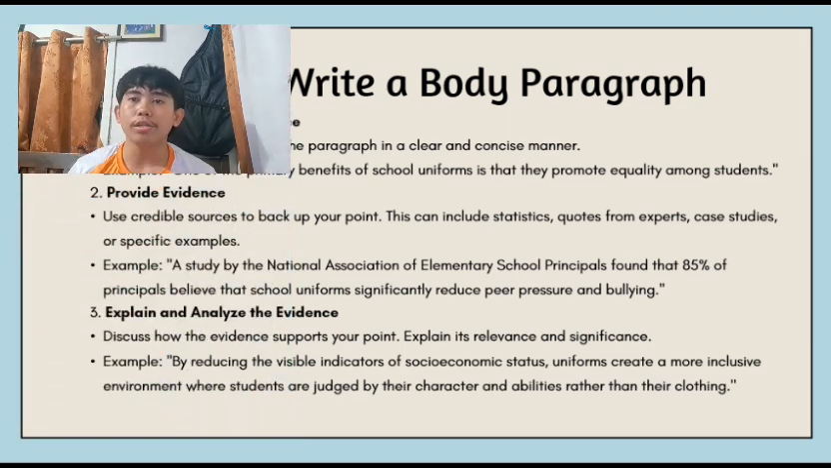So number 3, explain and analyze the evidence. Discuss how the evidence supports your point. Explain its relevance and significance. Example: by reducing the visible indicators of socioeconomic status, uniforms create a more inclusive environment where students are judged by their character and abilities rather than their clothing. This example shows that you need to explain and analyze the evidence.